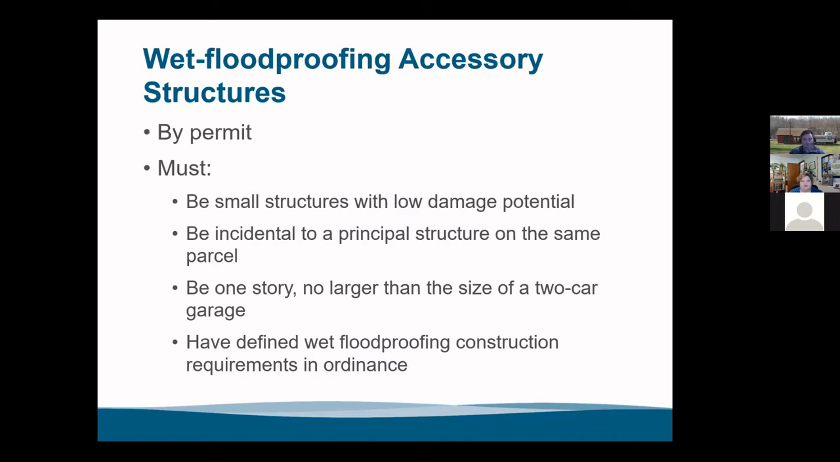So again, like we said before, wet flood proofing for accessory structures can be done by permit. Again, they have to be smaller than that 800 square feet, be incidental to the principal structure on the same parcel, no larger than the size of a 1-story, 2-car garage, and they have to follow those wet flood proofing construction requirements that we just talked about a couple slides ago.